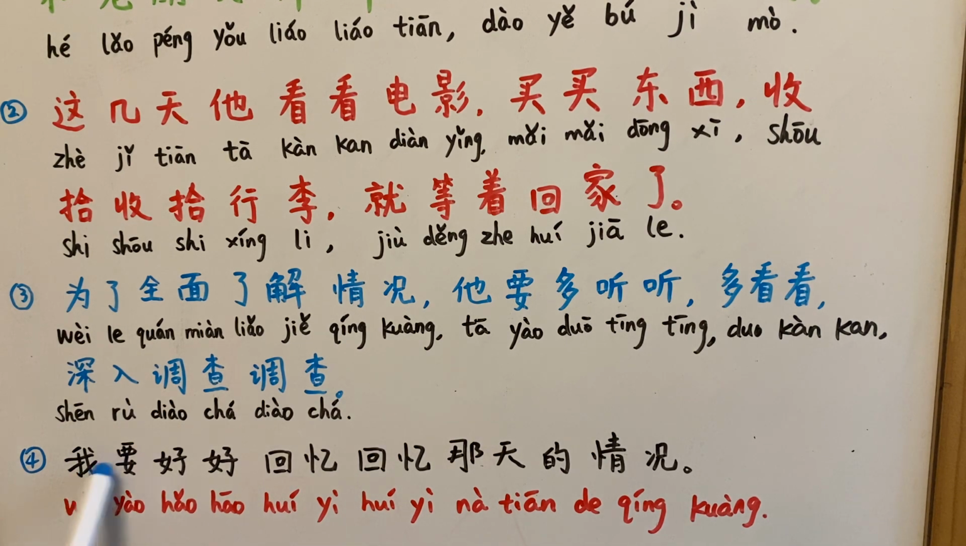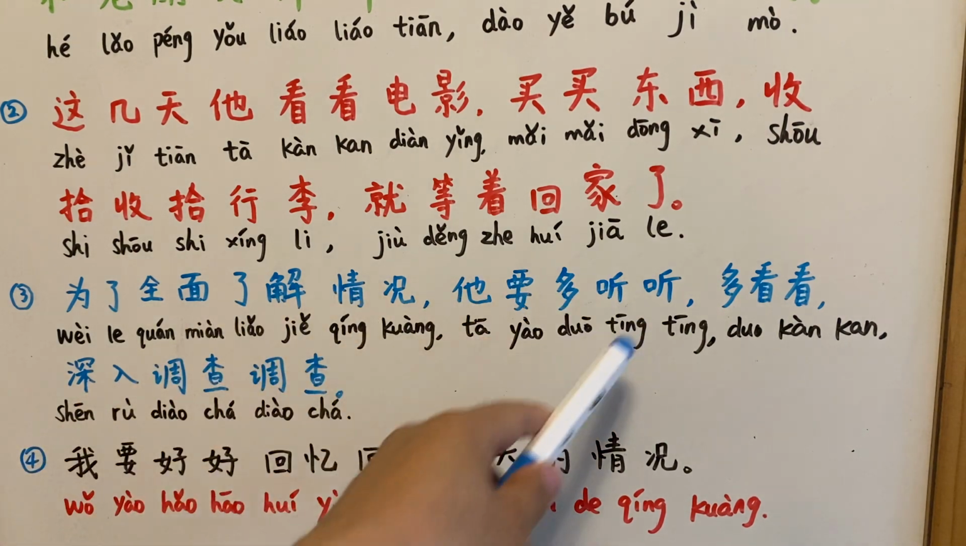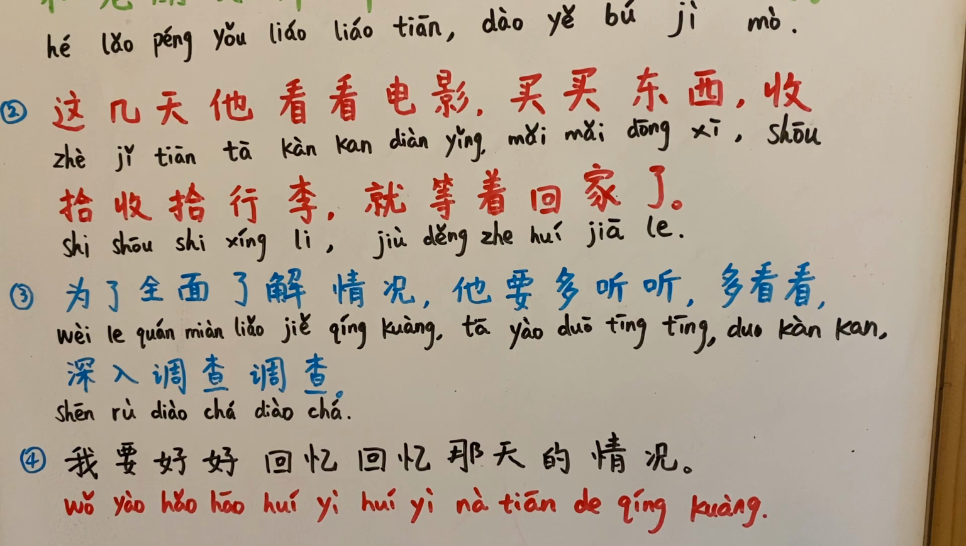Right? 我要好好回忆. So this 好好 is not verb reduplication. It's another kind of reduplication to decorate this verb phrase. 回忆, this verb phrase, has an adverbial to extend the time period. That's the same situation that happens in this sentence. 我要好好回忆回忆那天的情况. I will take my time.